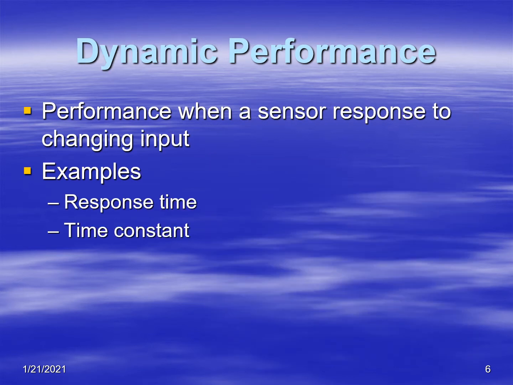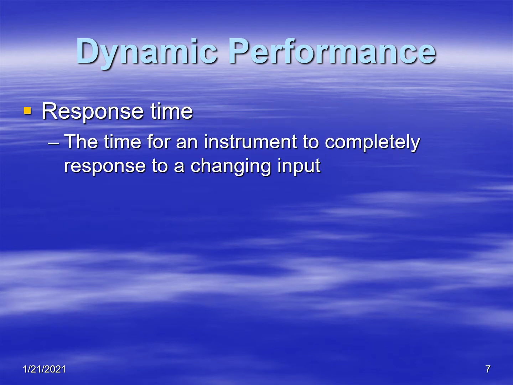Dynamic performance, on the other hand, deals with time. So in other words, over a period of time, how does the instrument change? How does the sensor respond? And we have two examples of dynamic performance. One is response time, the other one is time constant. Response time is the time that an instrument takes to completely respond to a change in input.